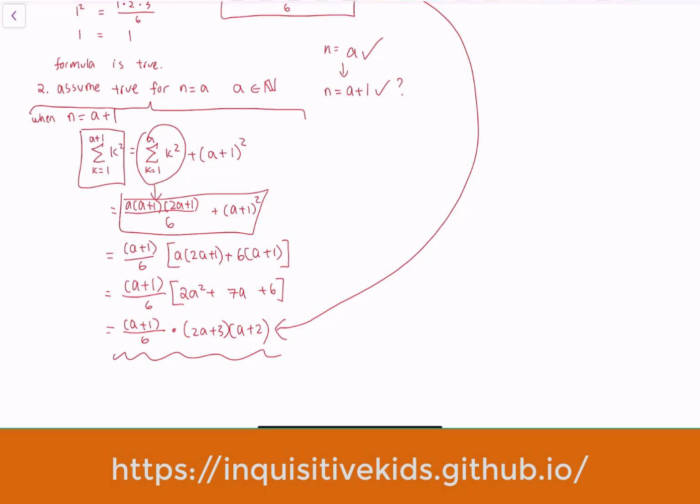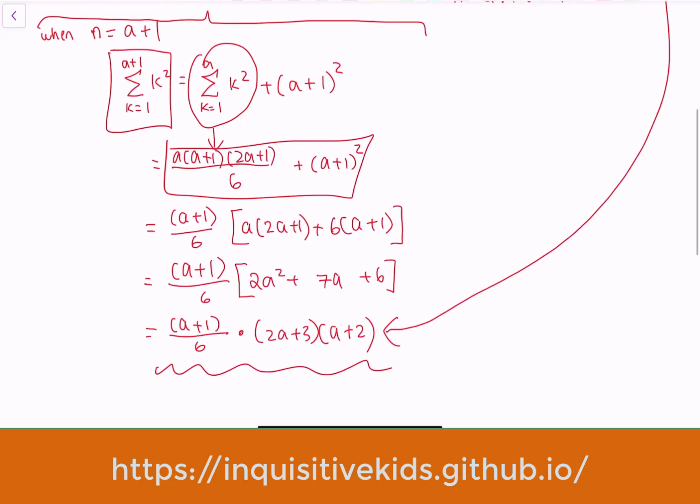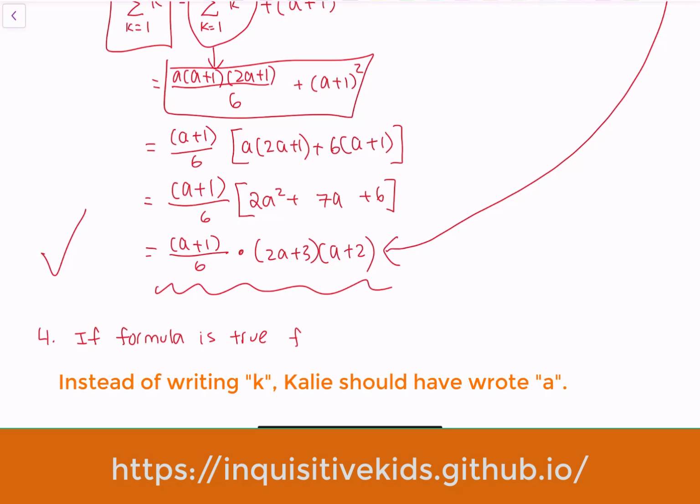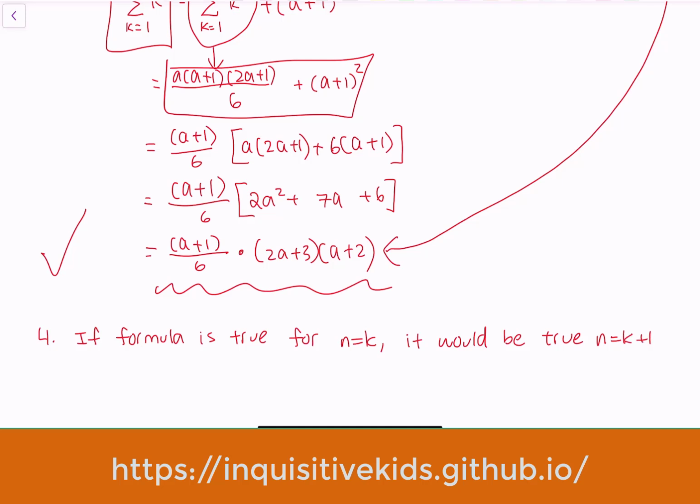Which means that when n is equal to k plus 1, the formula holds true. So our final step is this type of logical reasoning. If the formula is true for n equals k, this was our original assumption, we found that under this assumption, it would be true for n equals k plus 1. So this is our final conclusion.